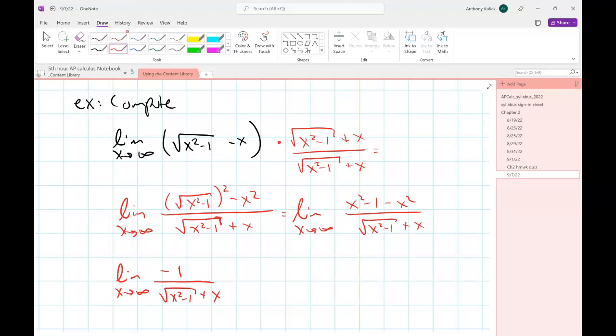So, now if we look at this, Victoria, what's going on? What's the degree of the numerator? 0, because there's no x, is it? Degree of the denominator? 1. So what's this limit going to be? 0.